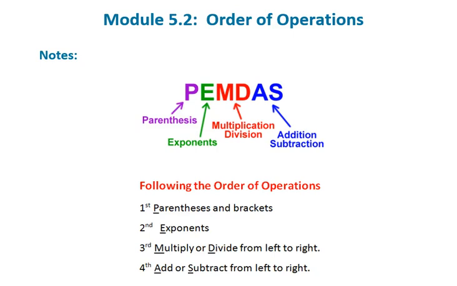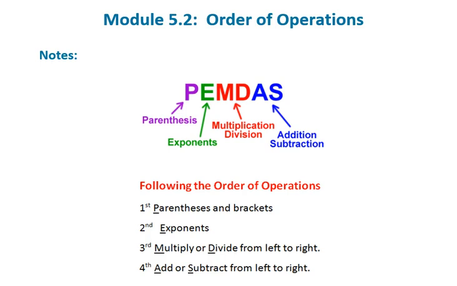Welcome to Module 5.2, Order of Operations. The order of operations tells us the order in which we should evaluate numerical expressions. We often use the letters P, E, M, D, A, S to help remind us of which operations we should do first. For example, the P stands for parentheses.